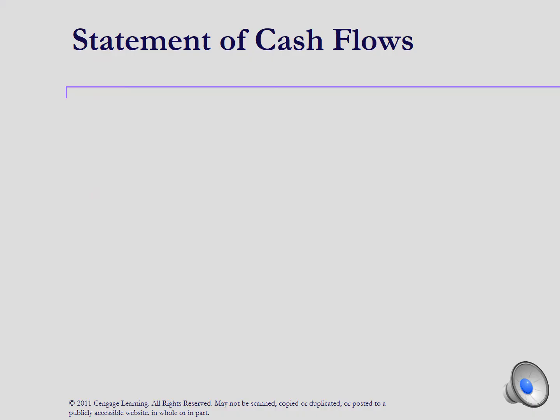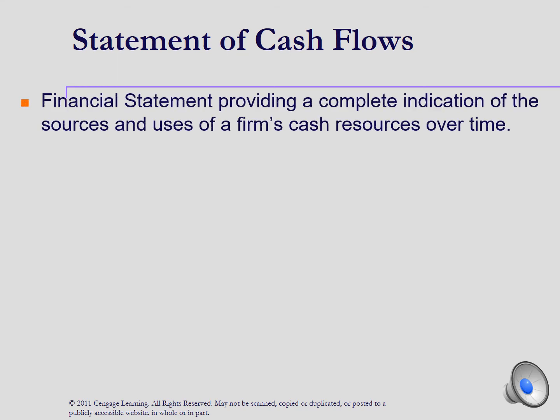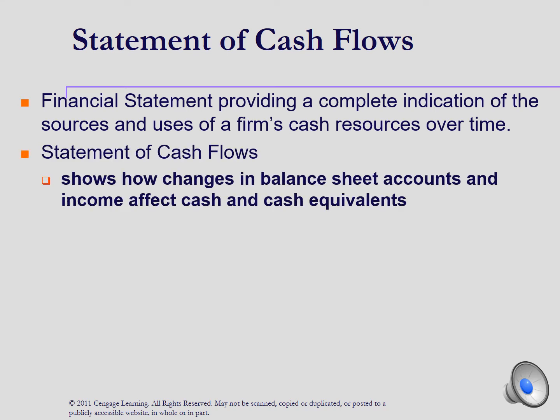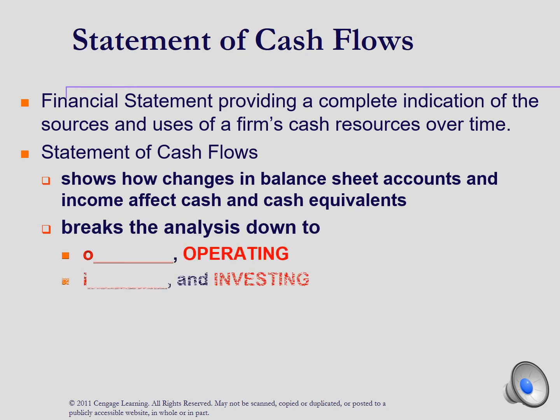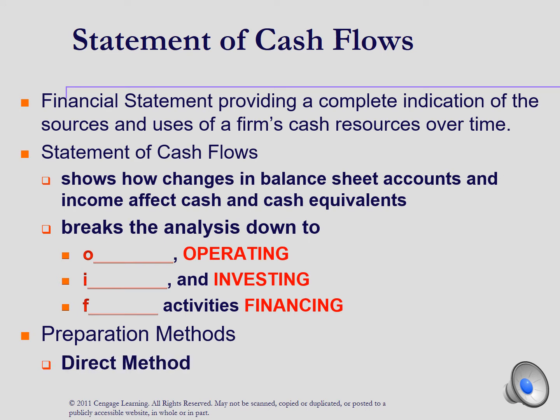Statement of cash flows. Statement of cash flows is a financial statement that provides a complete indication of the sources and uses of a firm's cash resources over time. It shows how changes in balance sheet accounts and income affect cash and cash equivalents. It breaks the analysis down into operating, investing, and financing activities. It can be prepared by using the direct method or the indirect method.